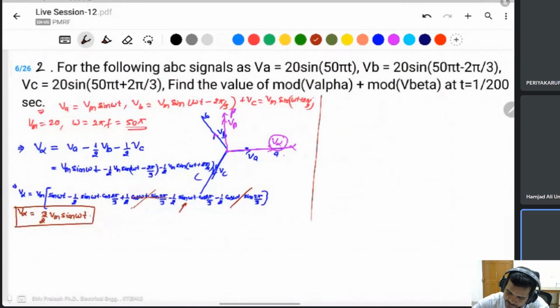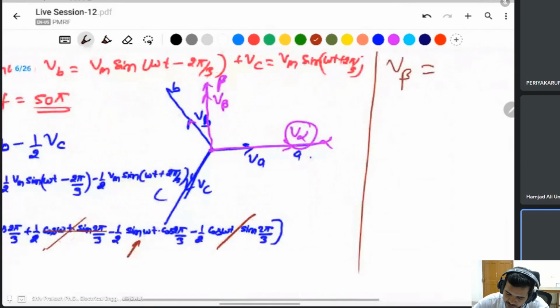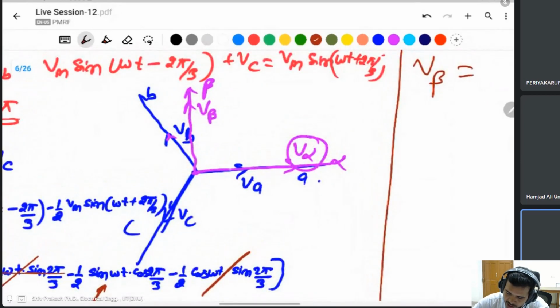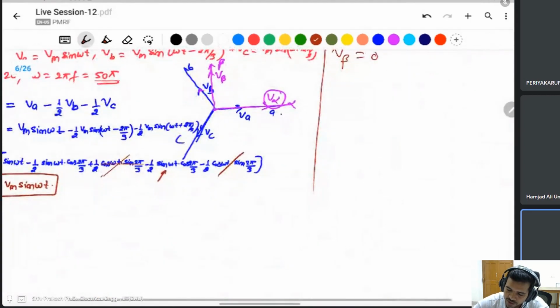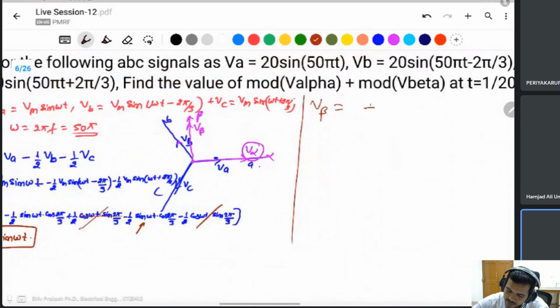What is V beta? If we talk about V beta, V alpha has cos 90 degree, which is 0, that's why V alpha is 0. Then sine of 120 degree plus cos of 120 degree, and plus 90 degree, so this will become a sine value, the sine of 60 degree, root 3 by 2.